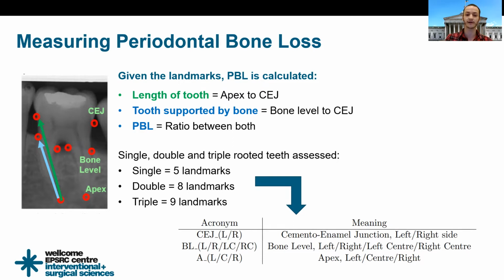As you can see on the left here, we have a double-rooted tooth, and this has 8 landmarks. But throughout this project, we assess single, double, and triple-rooted teeth, which all have differing landmarks, which is shown on the screen now.